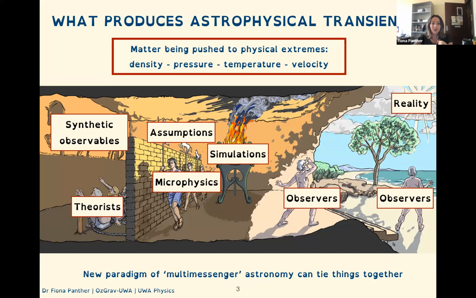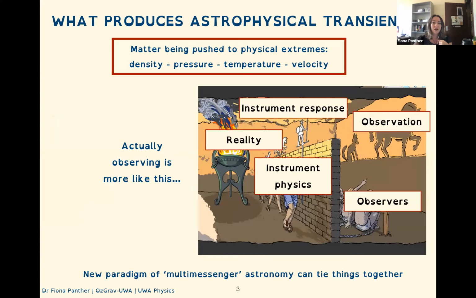Actually, in practice, having done quite a bit of observation myself, this is actually what observing is like. Okay, so you've actually got some sort of reality. You're then going to observe that reality with an instrument. So you've got some sort of physics going on inside your instrument. I've worked with gamma ray detectors for a long time. So that's things like radioactive processes which produce signals in these telescopes. There's some instrument response and some background. Then we make that observation. So you're never actually directly looking at reality. You're looking at reality processed through a whole bunch of physics and assumptions about our instrument.